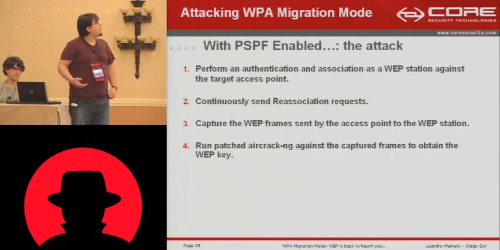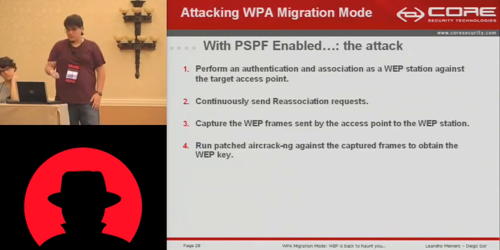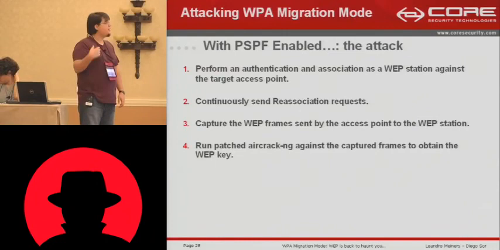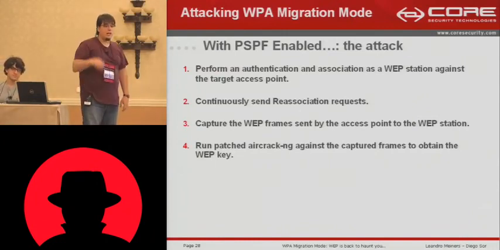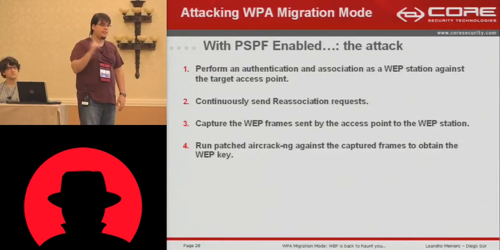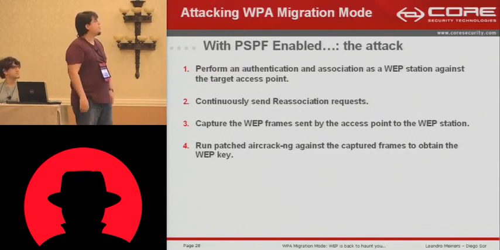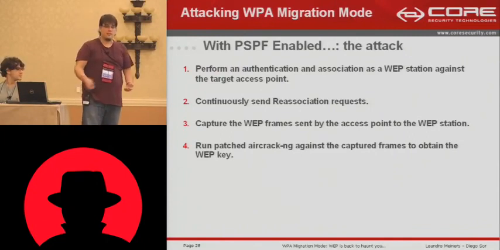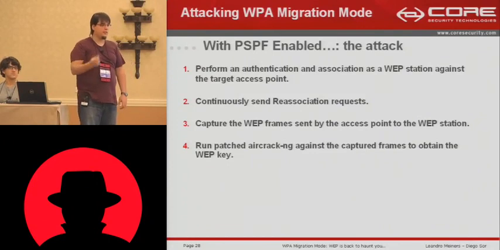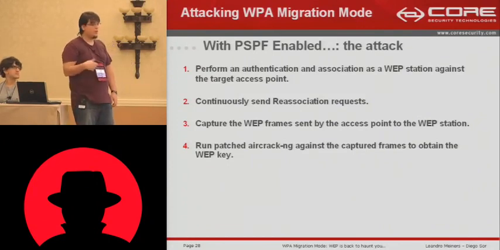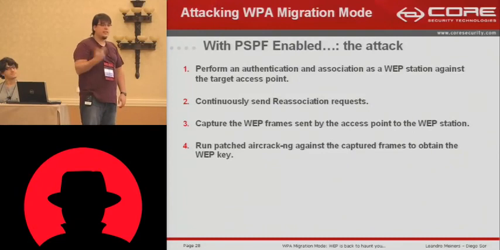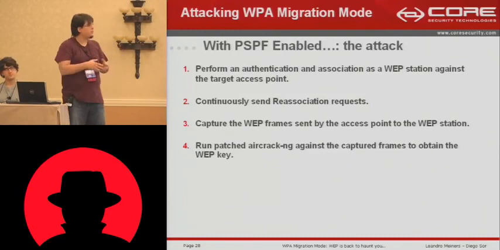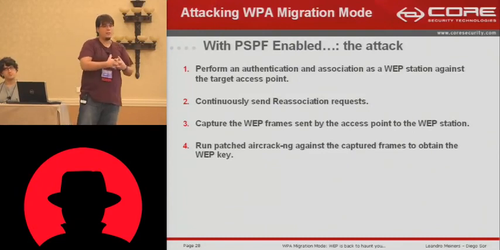So what we did was we came up with an attack where we authenticate as a WEP station without having any knowledge of the key, and we continuously send reassociation requests to the Cisco AP. And what the Cisco AP does is continuously send WCCP packets back to us, which are WEP encrypted. So we capture these frames, and using them, we crack the WEP key.